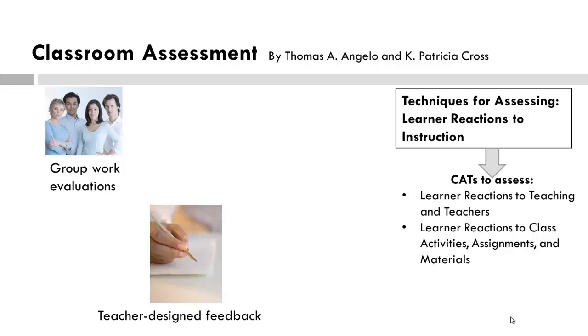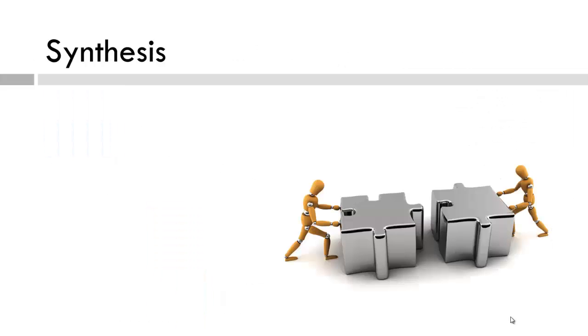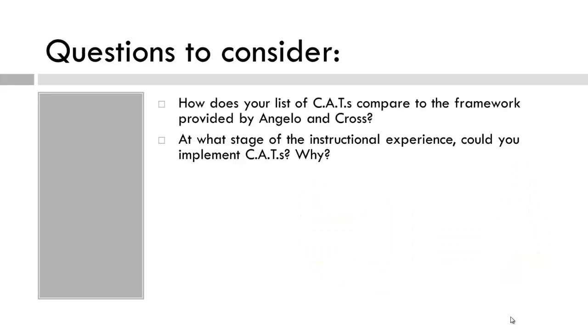Okay, so now consider what evidence does each attempt to collect. Pause and consider. Hopefully you have determined that the group work evaluations gather evidence of learner reactions or perceptions about specific class activities or assignments, and the teacher-designed feedback gathers evidence of learner reactions or perceptions about teaching in general. Again, how do these 2 techniques enhance student learning, the ultimate goal of assessment? So please consider the following questions.